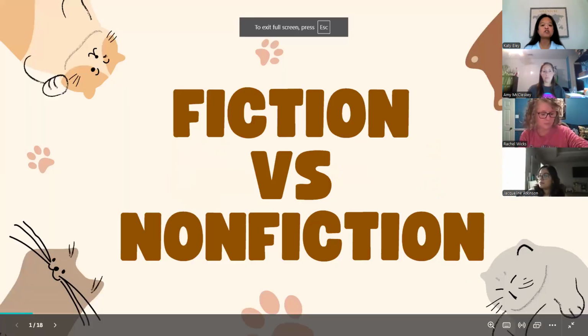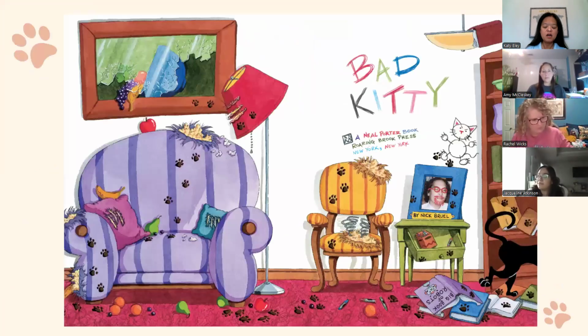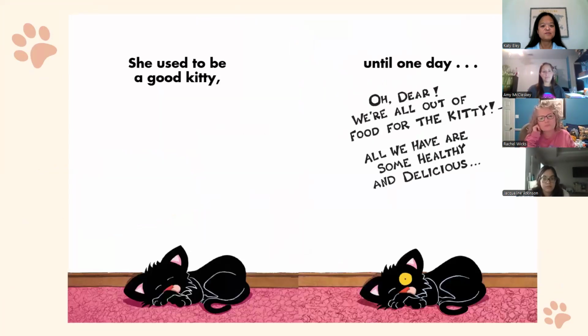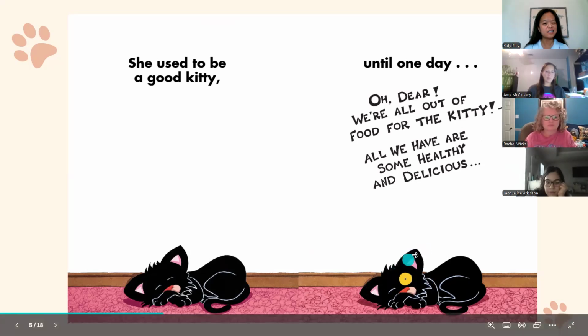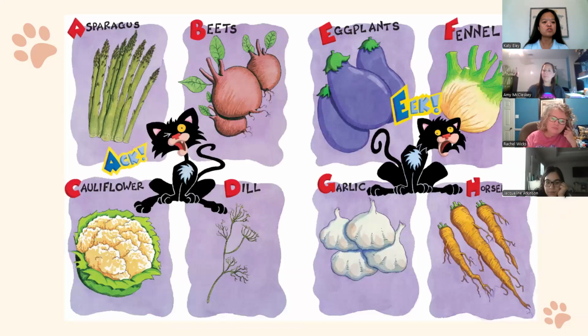All right. So, fiction versus nonfiction. The first story is Bad Kitty by Nick Bruel. I love this illustration because if you have cats, you could probably relate. So, starting off, she isn't always a bad kitty. She used to be a good kitty until one day, oh dear, we're out of food for the kitties. All we have are some healthy, delicious... dot, dot, dot. And as you can see, the cat is kind of listening. It's like, huh? Wait, what? Healthy? Delicious? What's going on? And the whole book goes through all the ABCs of healthy, delicious food.